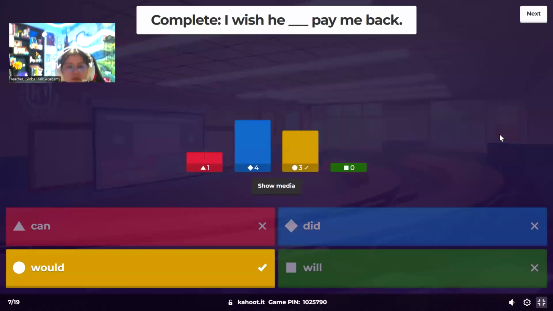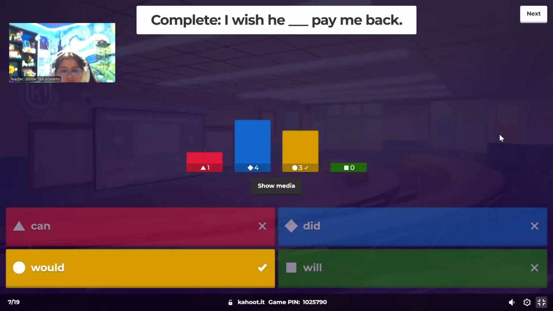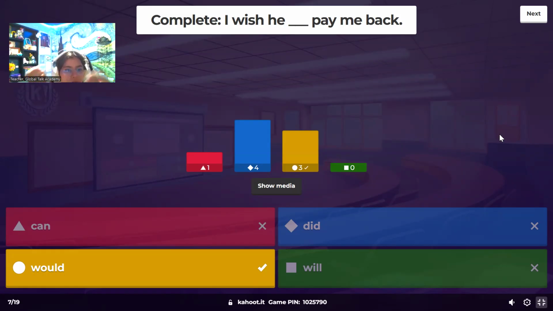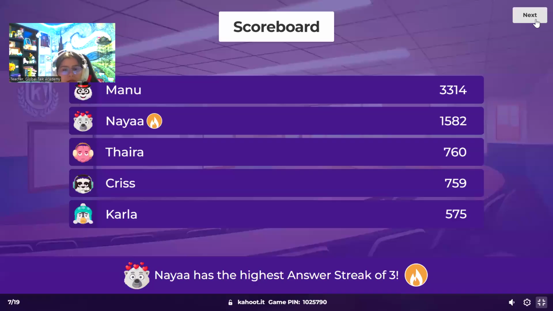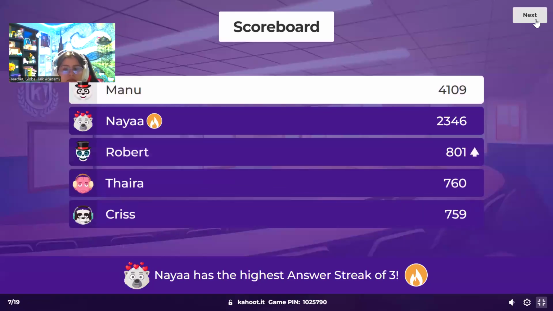Okay, in this case, it's would. As I mentioned before, we can use would and could as the past, right? We haven't seen that, but just in case for you to remember, we can also use could and would if we are talking about the past, because those are modals.